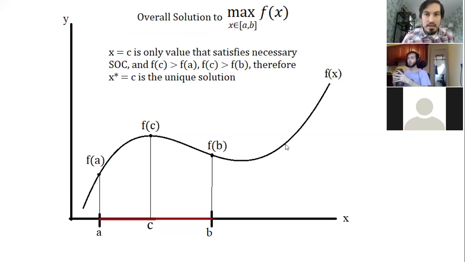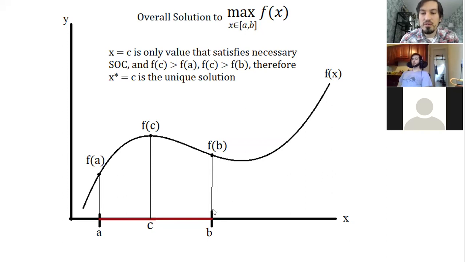Okay, next slide. Just to summarize this little graph that I've drawn, x equals c satisfied the first order condition. It satisfied the necessary second order condition. And we know that the corners, f of a and f of b, are smaller than f of c. This is going to matter if you're doing an optimization problem.